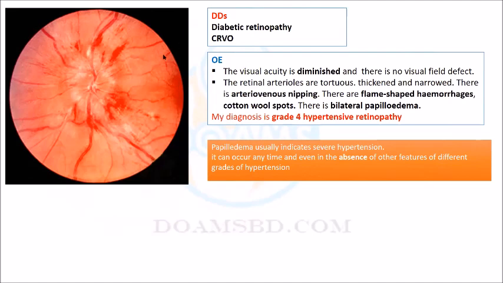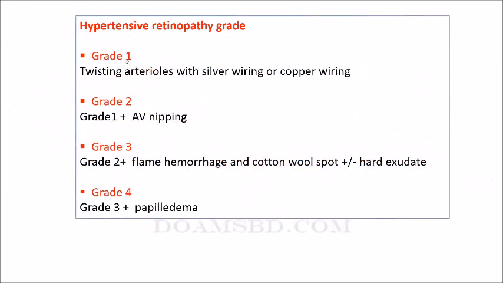I was telling you before that central retinal vein occlusion may be a differential for this picture. But in CRVO, there will be extensive redness. So these are the 4 grades. Don't forget: grade 1, 2, 3, 4.